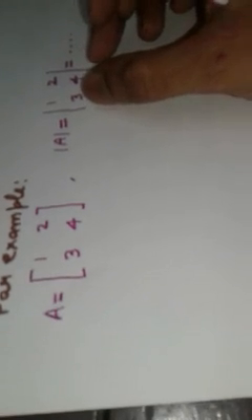What is the difference between the matrix and the determinant? In a matrix, the elements are expressed in the form of a rectangle, and in a determinant, the numbers or elements are always in a square.